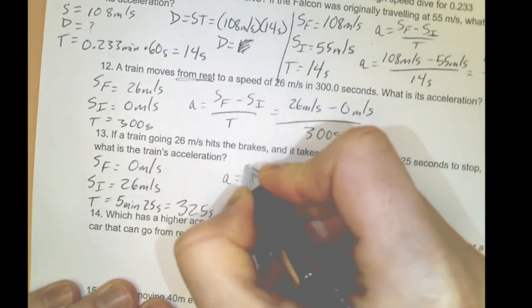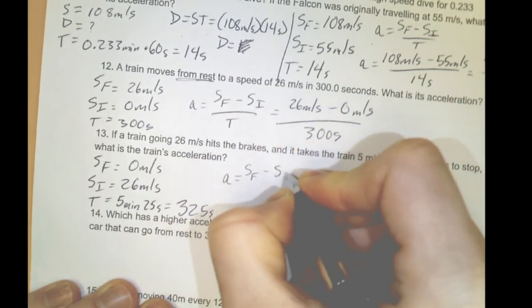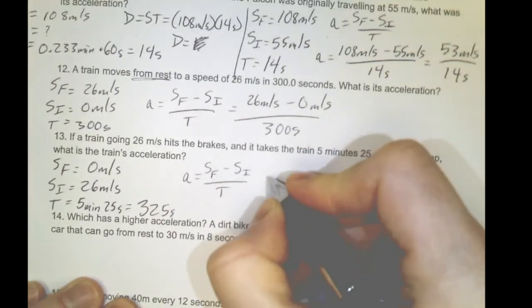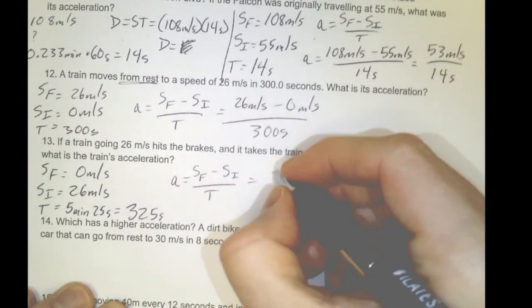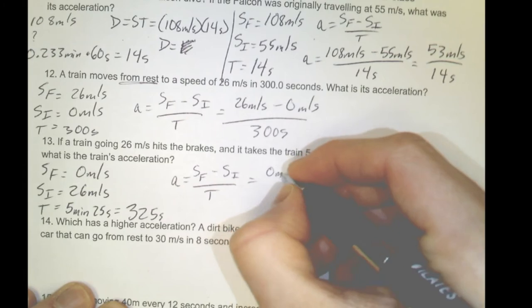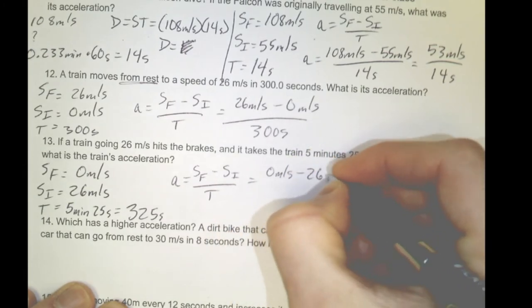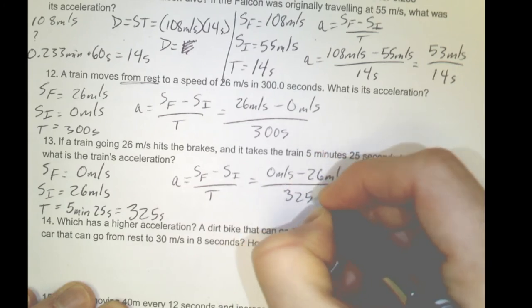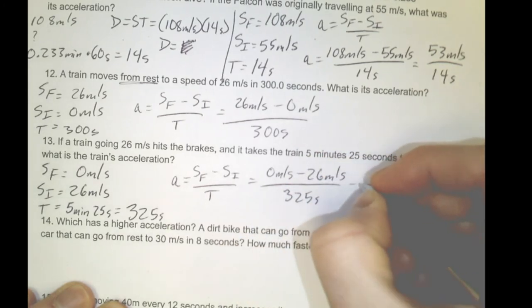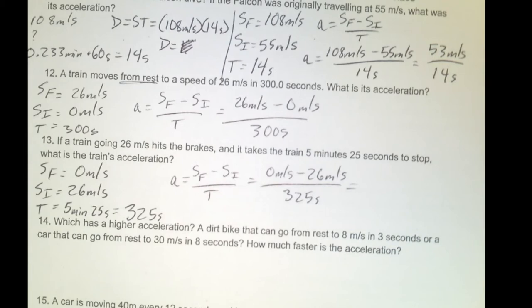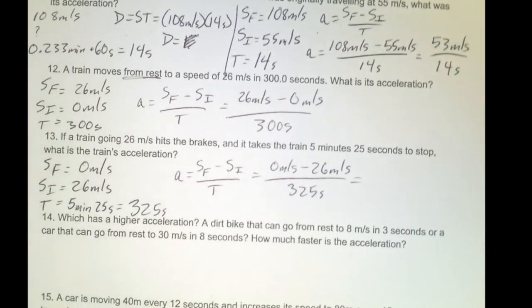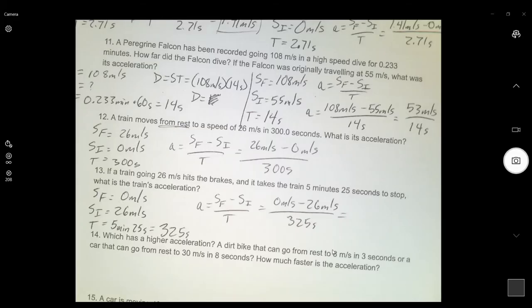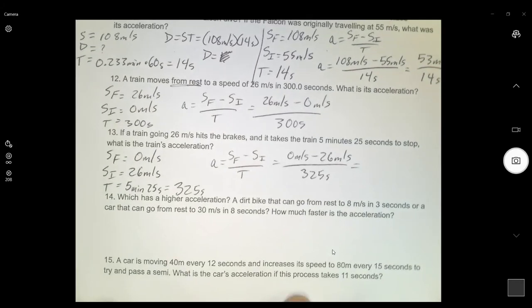So acceleration equals final speed minus initial speed over time. So we've got 0 minus 26 over time. Remember to put your answer in the negatives because it's getting slower. All right, and that brings us to number 14.